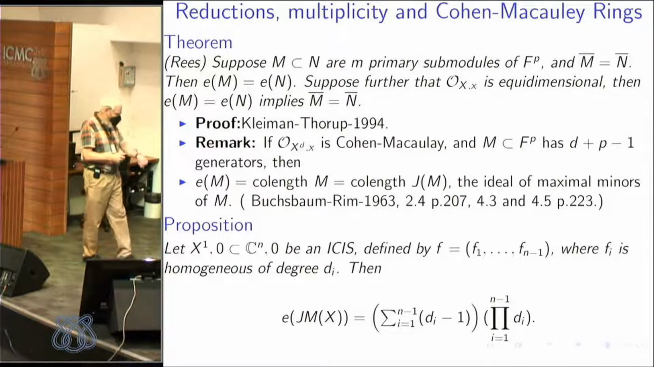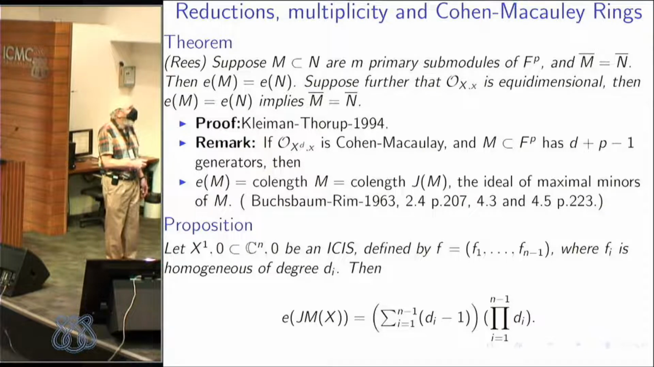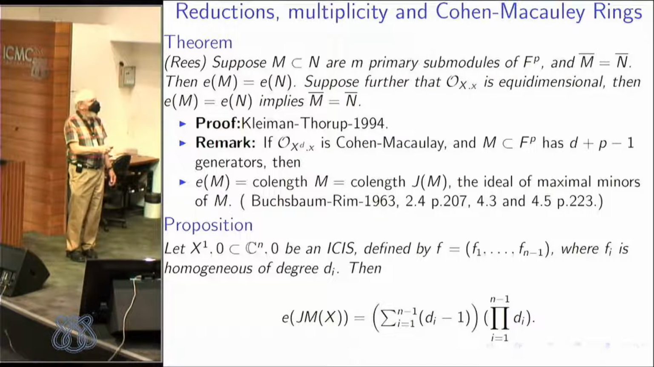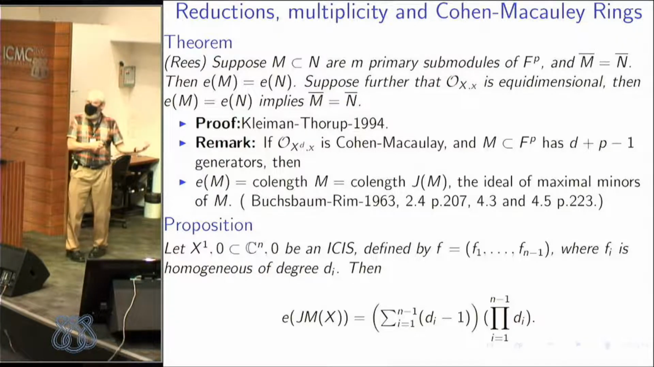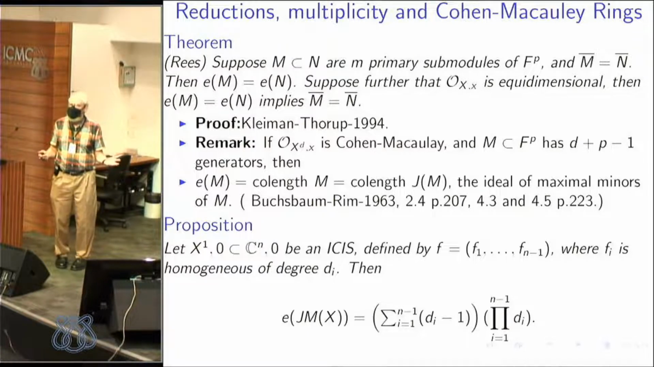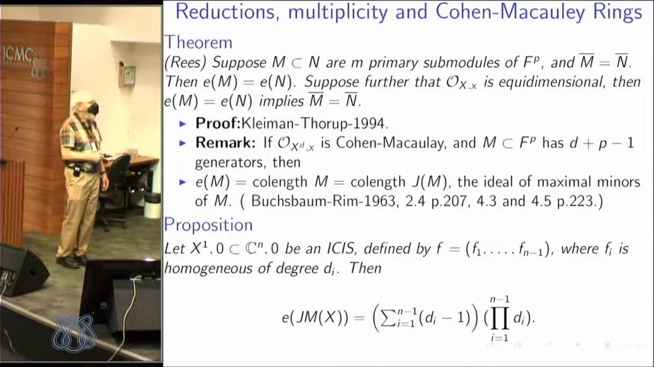So we have a little example which I'd like to do. Supposing I have an ICIS, which is a curve, and it's going to be defined by homogeneous forms of degree di. Let's calculate the multiplicity of the Jacobian module. Okay. Let's see how we get this number here.